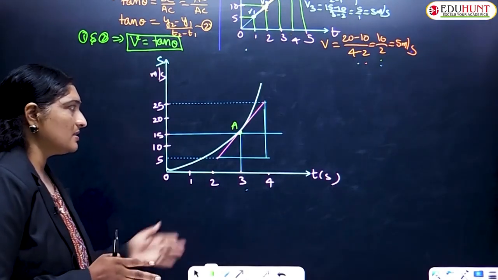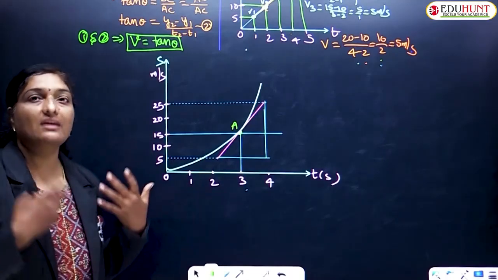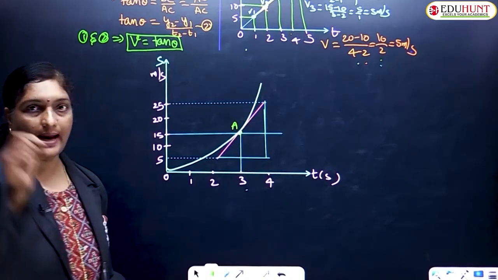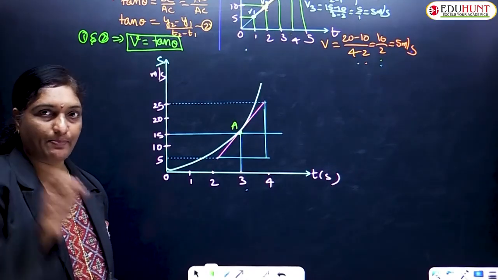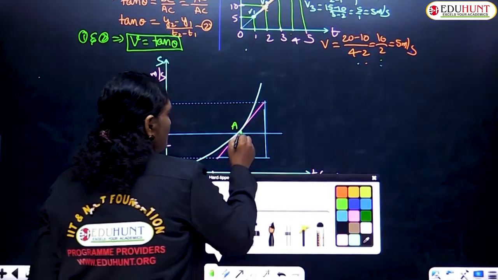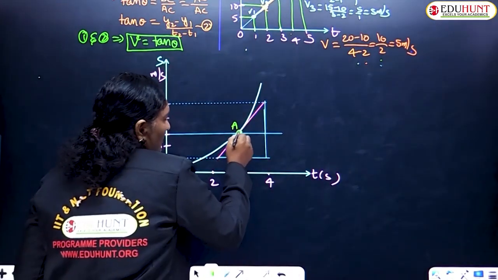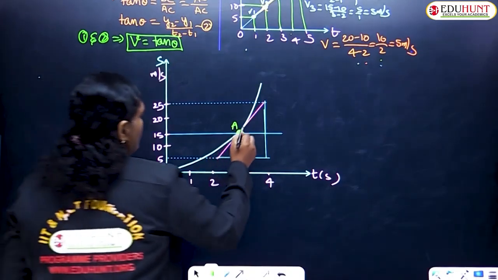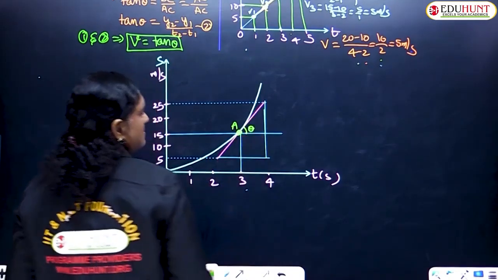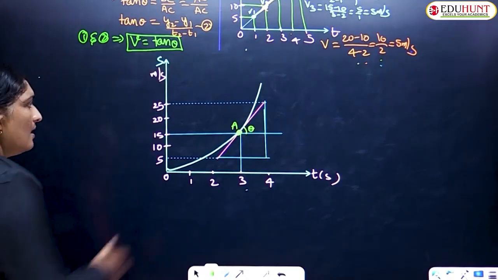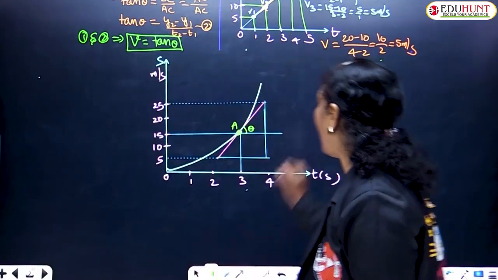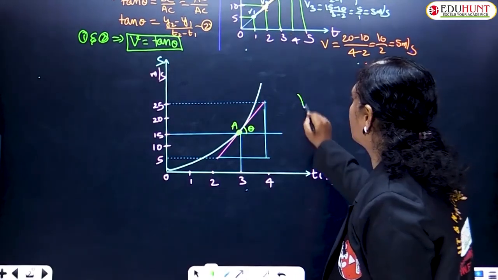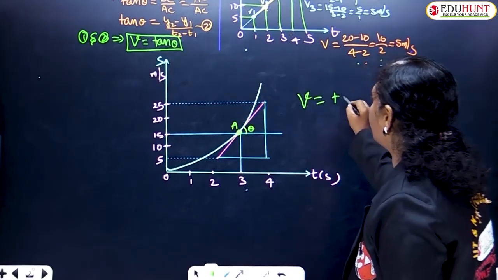Remember, I told you, children, that for any variable velocity, the slope at a given point indicates the velocity at that particular instant. So consider this point A. To find the velocity of the particle at position A, you need to consider the slope at that position. Let us indicate it with some theta. So from the figure we have tan theta. Earlier I told you that the slope of a displacement time graph gives velocity.